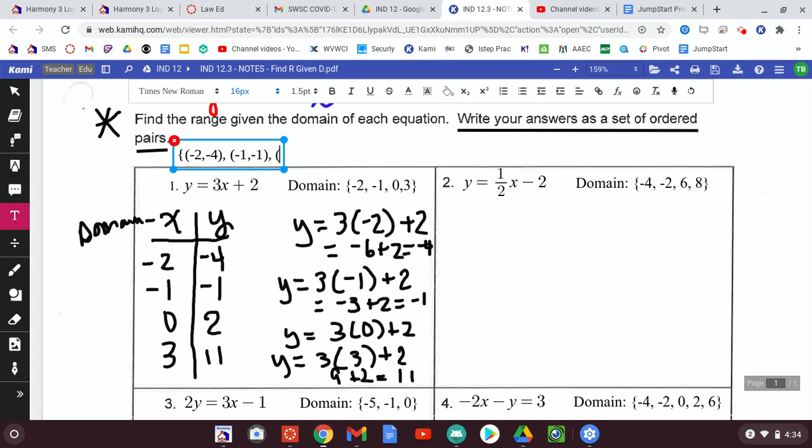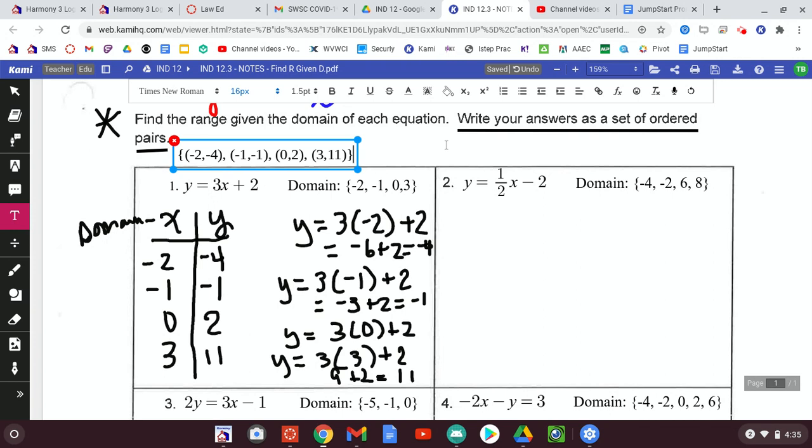Next, I have 0, 2. So 0, comma 2. That's my next ordered pair. And then my last ordered pair was 3, 11. When I plugged in a 3 for the x, I got 11 for the y. That's my last ordered pair in my relation. So I close out the brackets. And this right here would be your answer. So this right here in the box is all the work that it took to get the answer.